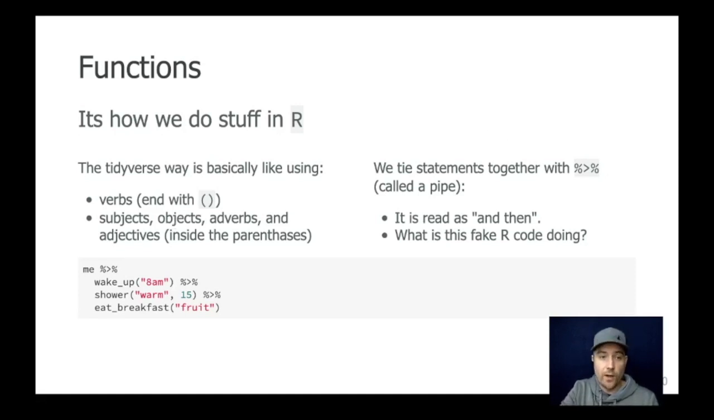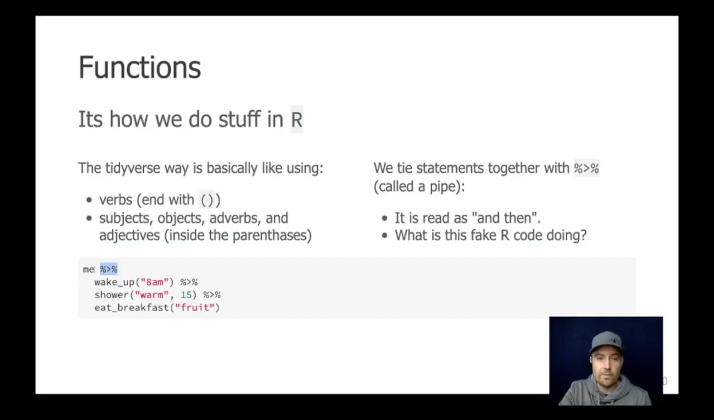All right, so this is just fake code. Remember that. This is not going to actually do anything in R. But let's try to read it. So what this is going to do is it's going to take me, that is this first thing that we're taking, and then we're going to wake up, or I'm going to wake up. It looks like at 8 a.m. And then I'll shower with warm water, preferably. And 15, maybe that's referring to minutes that I'm in the shower, so 15. And then eat breakfast, which looks like I'm going to eat fruit.